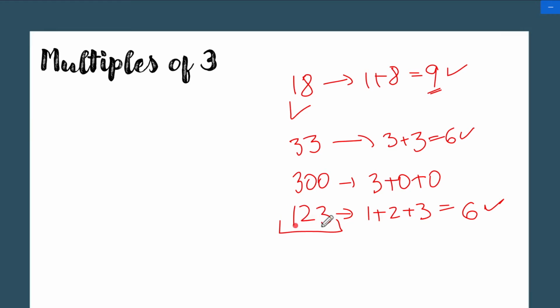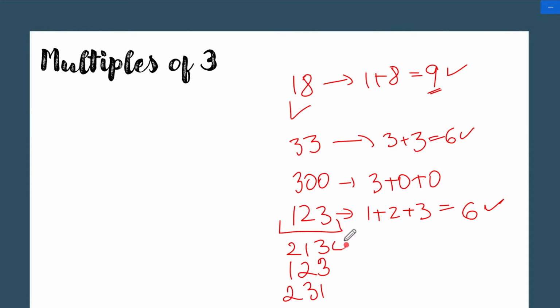Now, if you look at these numbers, let's play with them. If you mix up the digits, when you add them up, you're still going to get the same number. So you could say 213, 123, 231, and so on. Any combination of these, because when you add them up you get 6, if you use them all, it's going to give you a multiple of 3.